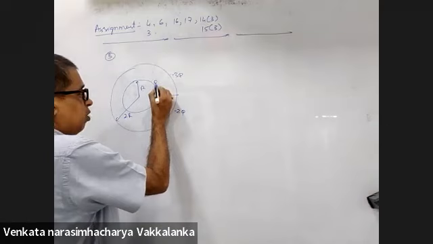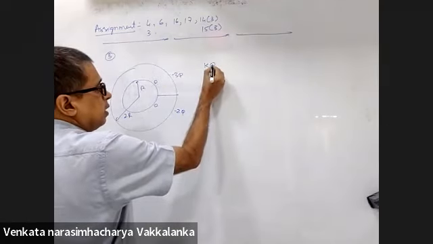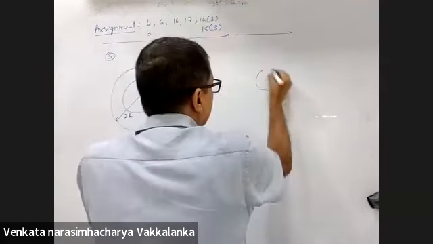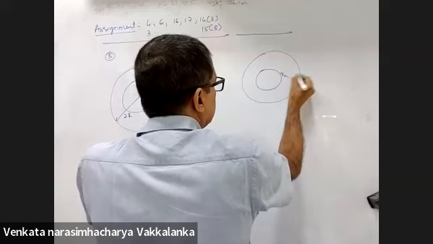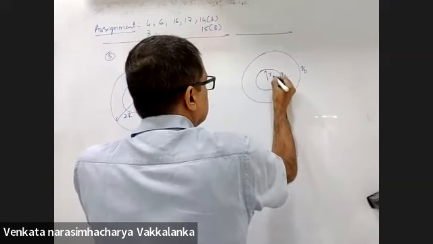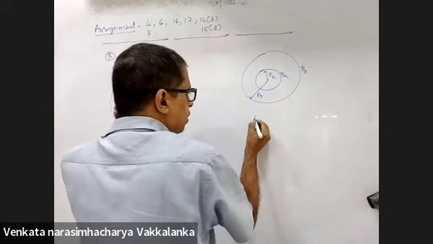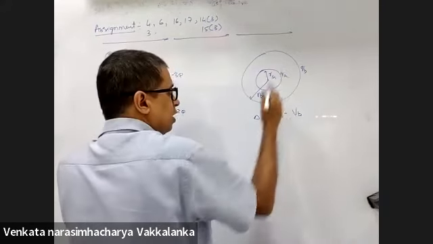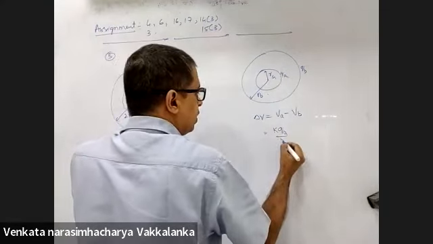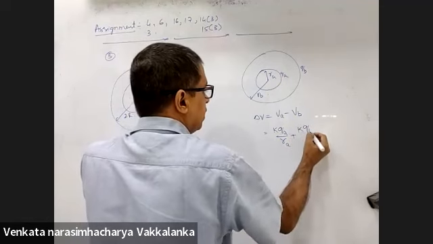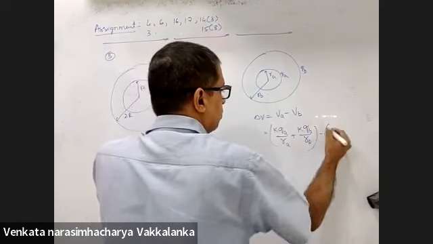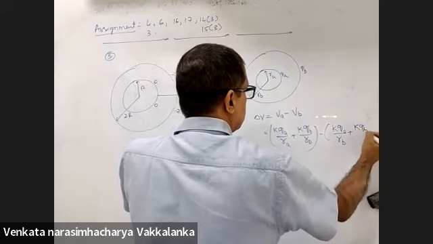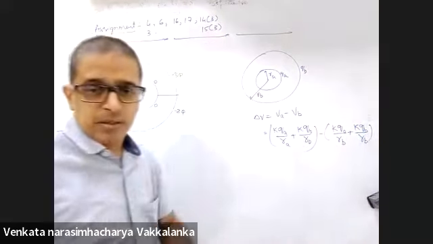What will be the potential of the inner shell? This is QA, this is QB. This is RA, this is RB. What will delta V be equal to? VA minus VB. What is VA because of both the spheres? KQA by RA plus KQB by RB, minus KQA by RB plus KQB by RB.